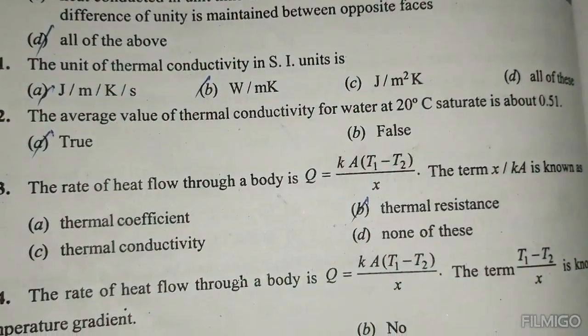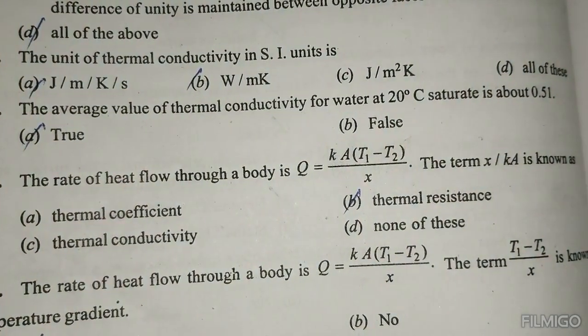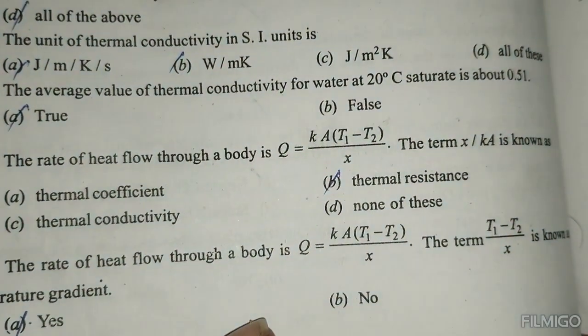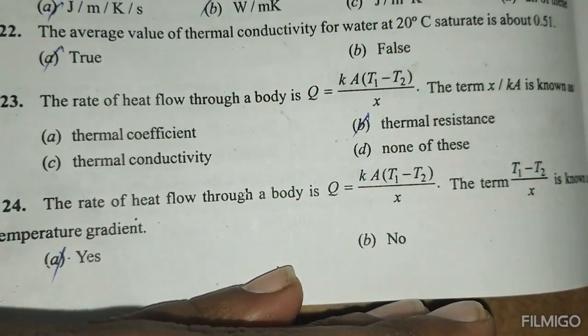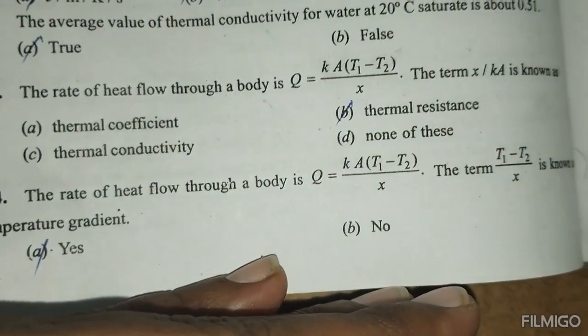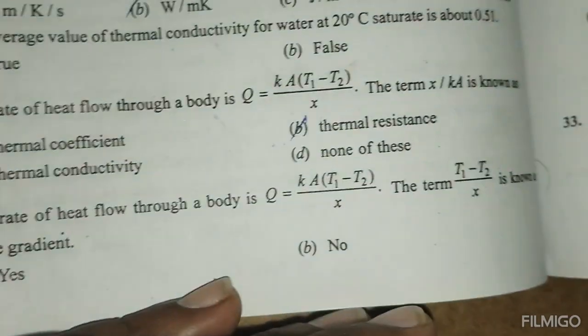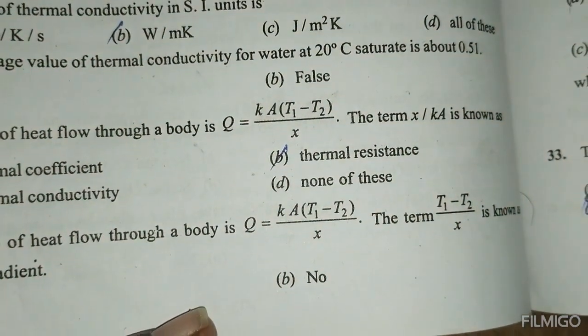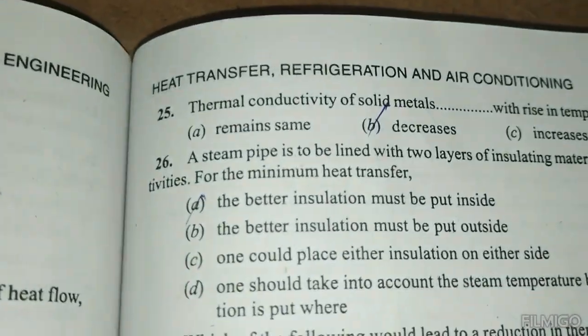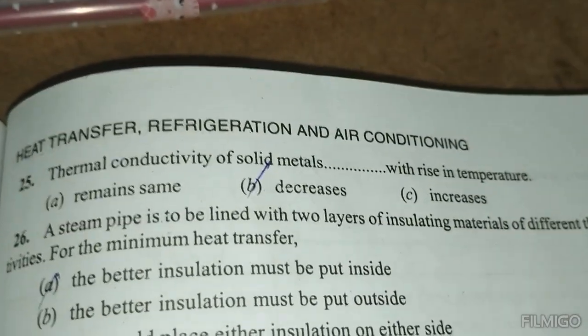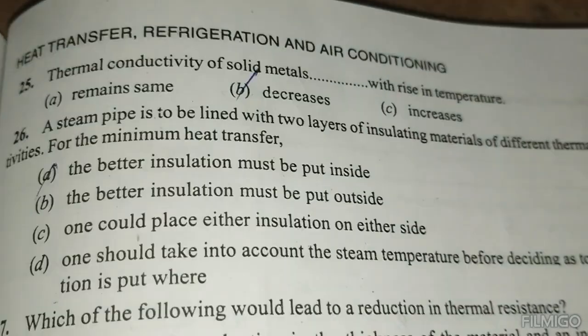The rate of heat flow through a body is Q is equal to K (T1 minus T2) by X. The term X by K is known as thermal resistance. The term (T1 minus T2) by X is known as temperature gradient. The thermal conductivity of solid metals decreases with rise in temperature.